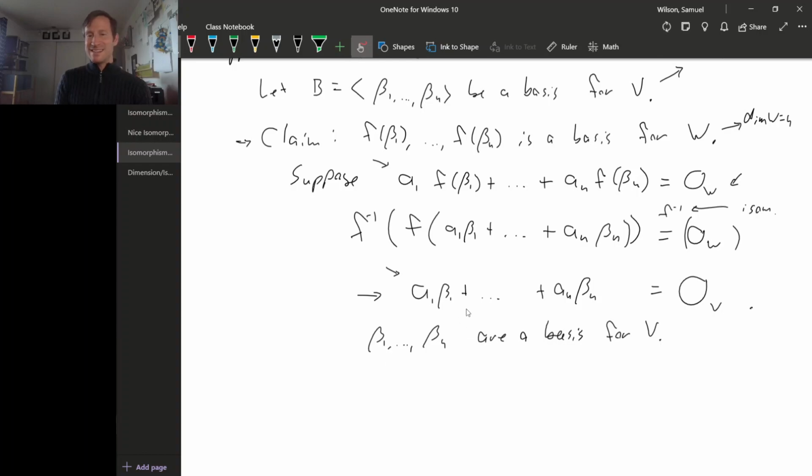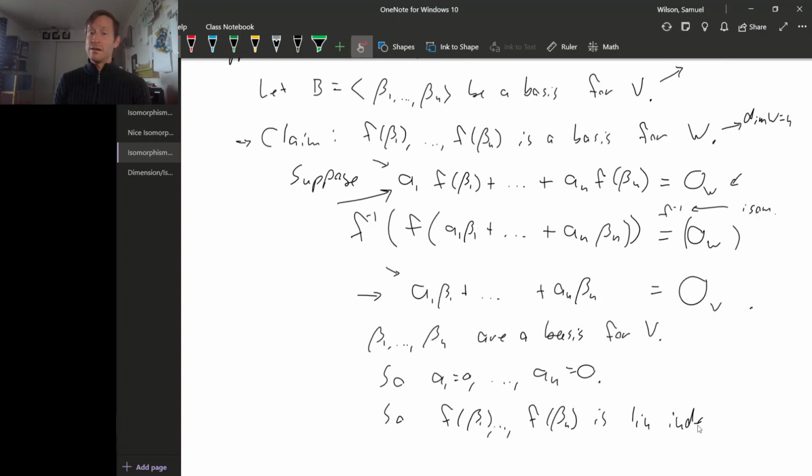And that means that this has to be the trivial linear dependence relationship. So A1 has to be 0, A2 has to be 0, and so on, all the way up to An has to be 0. But that means that the linear dependence relationship among f of beta 1 through f of beta n is the trivial linear dependence relationship. So f of beta 1 through f of beta n is linearly independent. All right, so we have linear independence.